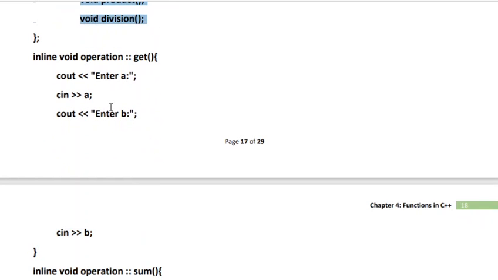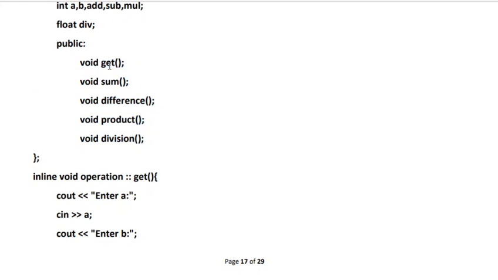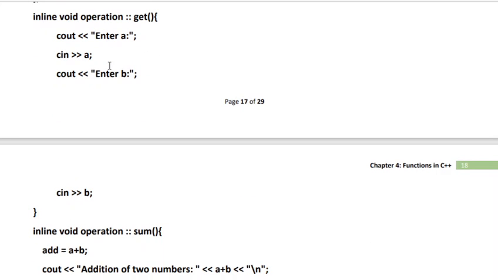Okay, so now what I have done is I have made all the functions inline. Just see the get function inline, the sum function inline. So all the operations are being placed as inline. So here I'm defining the function get outside the class. So here I'll use the necessary syntax. We have already been through this.